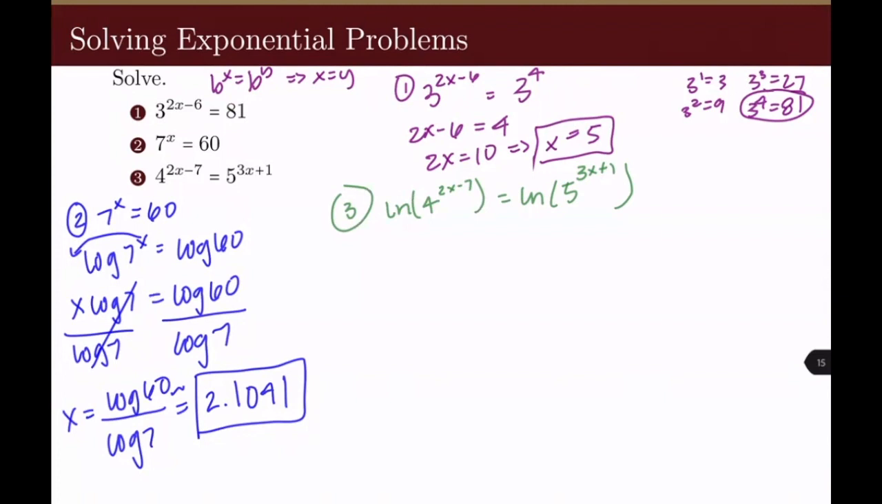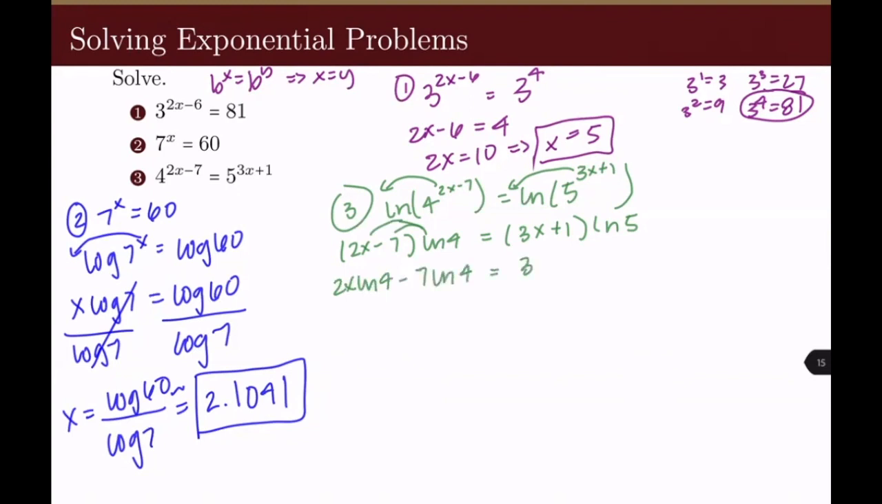So again, using log properties, I can bring my exponent out front. So I'll have 2x minus 7 times ln 4 equals 3x plus 1 times ln 5. Next, you're going to distribute the ln into these parentheses. So you have 2x ln 4 minus 7 ln 4 equals 3x ln 5 plus ln 5.